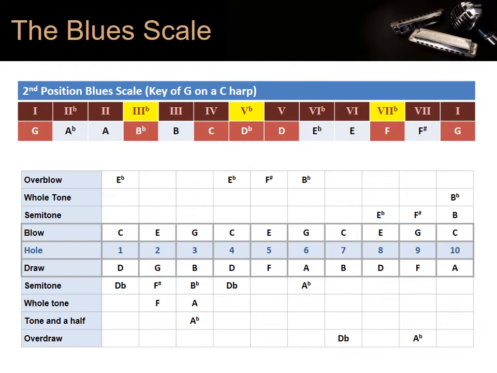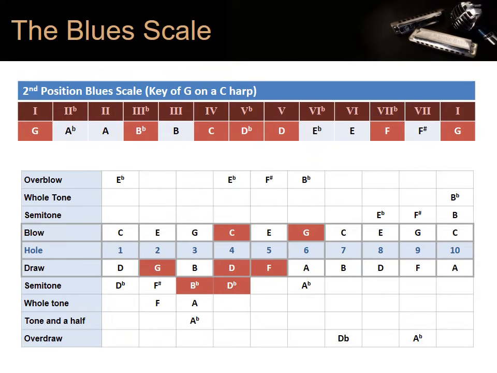Moving on to second position, which is key of G on a C harmonica, the blue notes of our G blues scale are B flat, D flat, and F. So now let's take a look where these are available on our harmonica. So in second position, the blue notes are more widely available across the harmonica, especially throughout the first 6 holes, where an entire blues scale in the key of G is available.